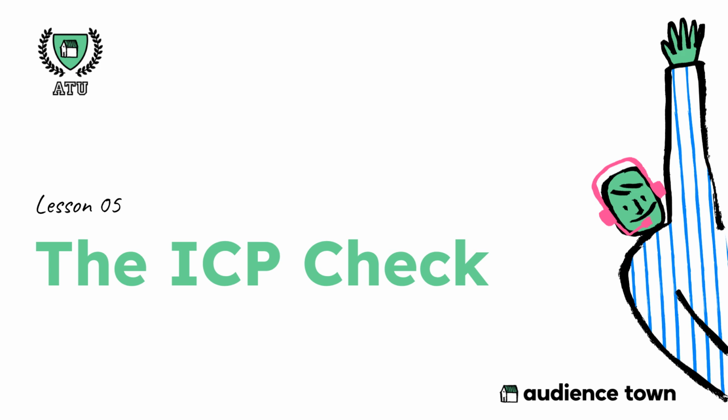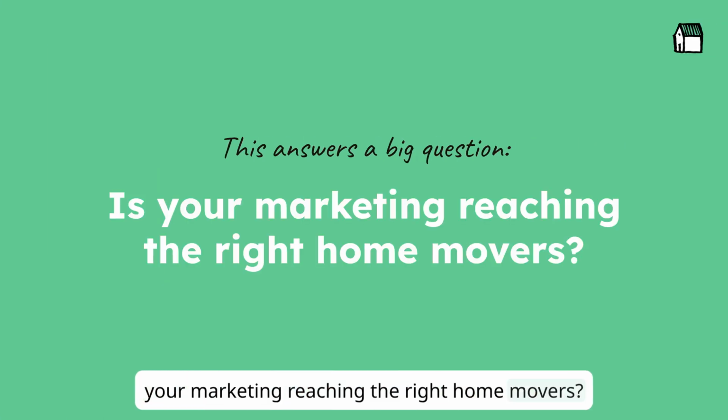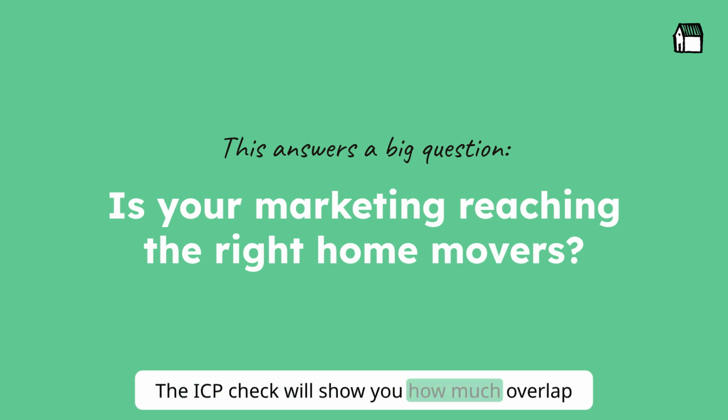In this lesson, you'll see how to compare your traffic to your ideal customer profile and decide what to do next. This workflow answers a big strategic question. Is your marketing reaching the right home movers? The ICP check will show you how much overlap there is between your community's traffic and your ICP.